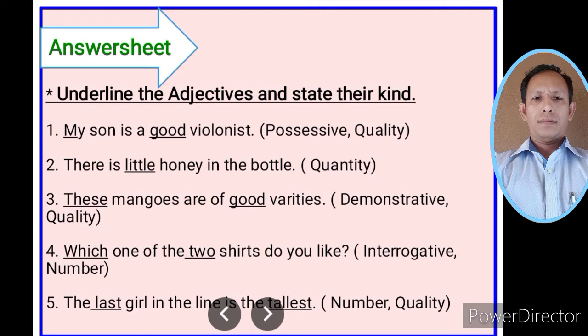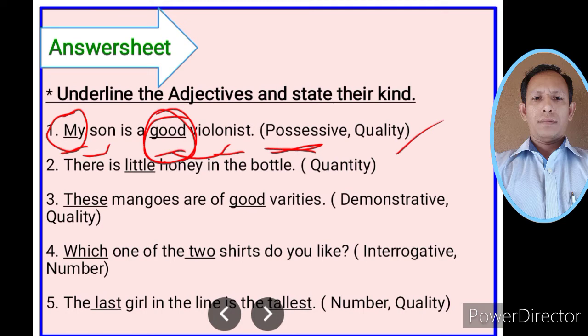The first sentence is, my son is a good violinist. Here the adjectives are my and good. Why? They are used to tell something about a noun. My is telling about son and good is telling about the noun violinist. But my son, whose son? My son. It is a possessive adjective. And good violinist. What kind of violinist? Good violinist. Telling some quality of the noun violinist. So it is an adjective of quality.